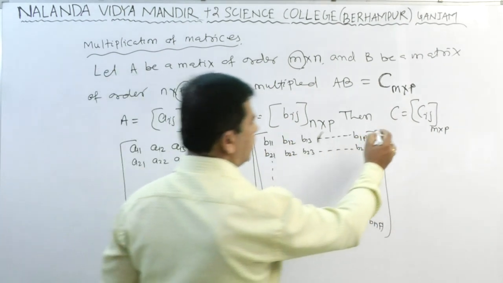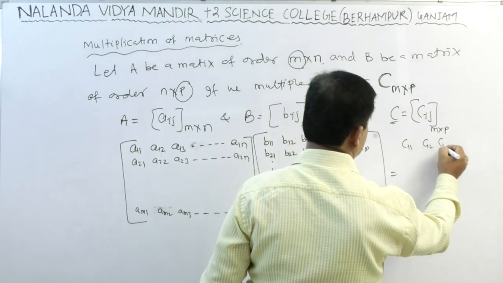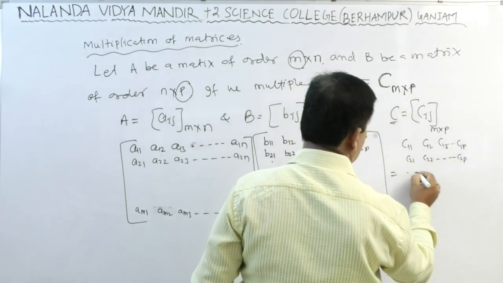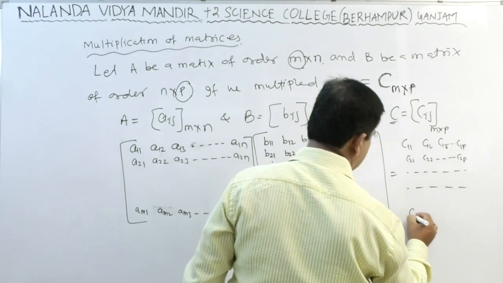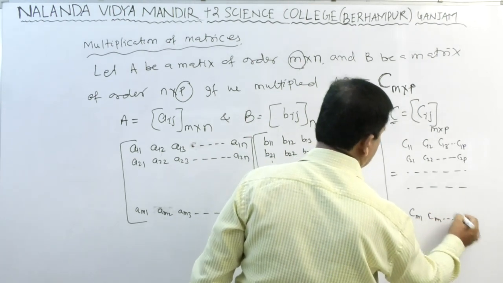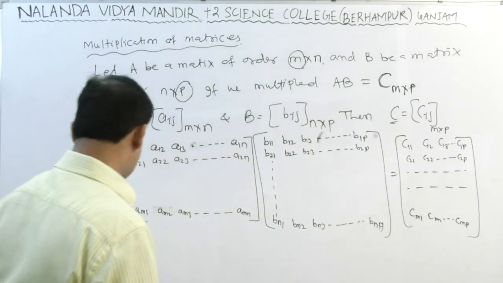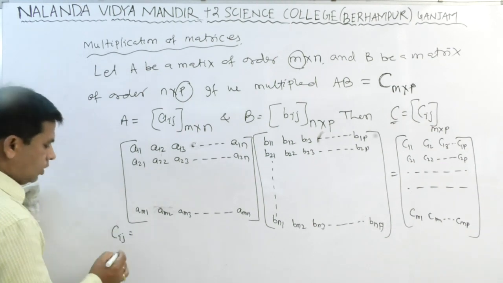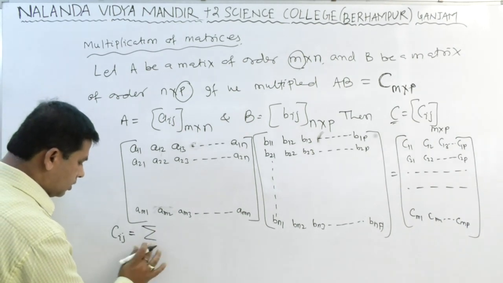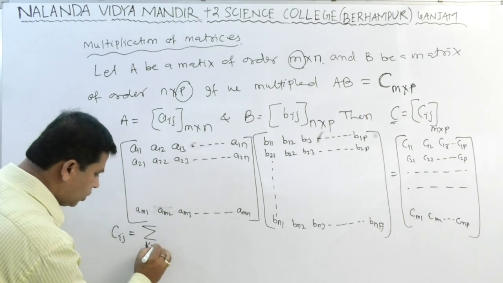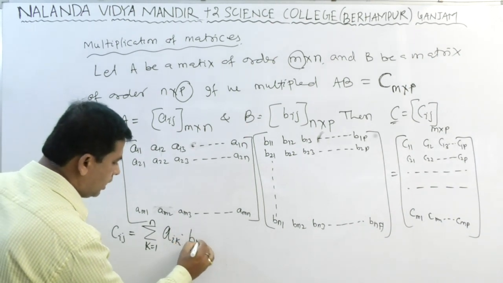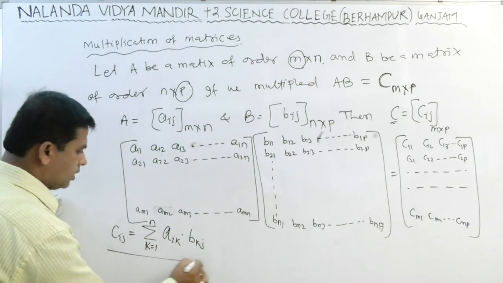If you multiply these, we get the matrix C, which is equal to C11, C12, C13, up to C1p, then C21, C22, up to C2p. In a similar way, we can write Cm1, Cm2, up to Cmp. Where the element Cij is equal to the summation of k equal to 1 to n of Aik into Bkj. This is our formula.